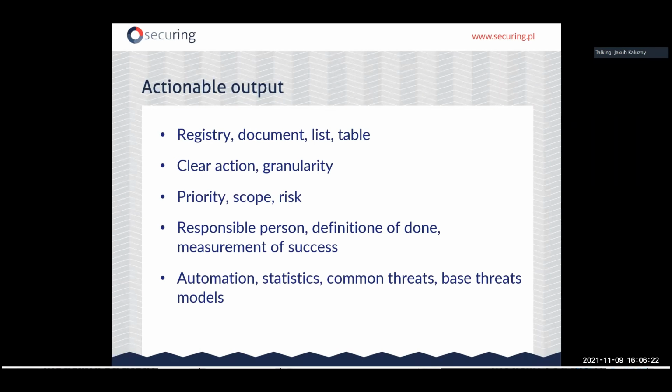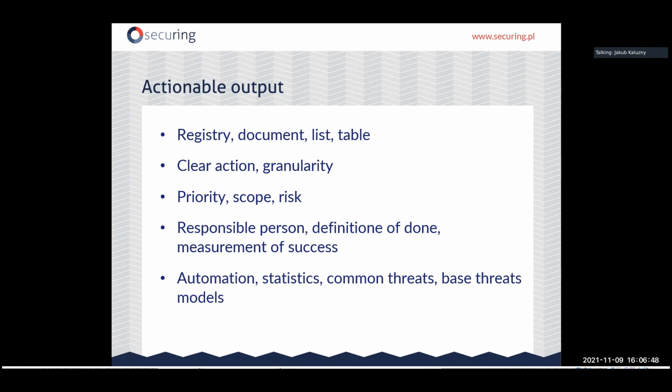We also expect clear action, granularity of those threats. So that we don't end up in very generic threats, like just six STRIDE threats, right? We expect some granularity. So we want to have a lot of threats in that table so that we can do something about them, right? And in that table, probably we have some other columns.